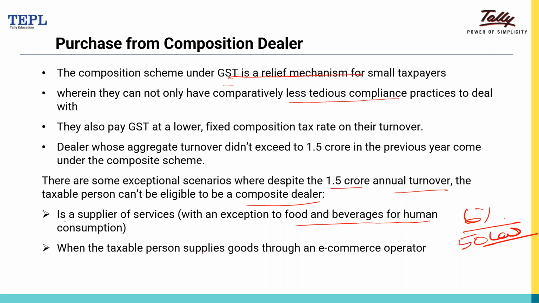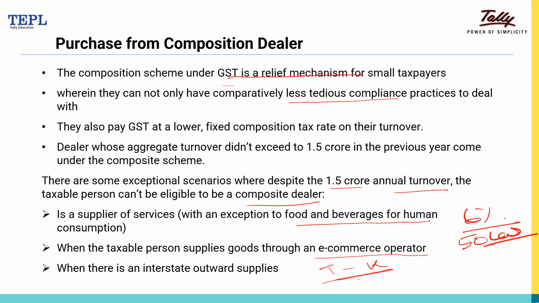Then when the taxable person supplies goods through an e-commerce operator, so if you are a supplier for an e-commerce operator, you cannot go for the composition scheme. And when there is an interstate outward supply, suppose you are from Tamil Nadu and you need to supply your goods to Karnataka, in that case you need to take registration under GST as a regular dealer. You cannot offer the composition scheme.